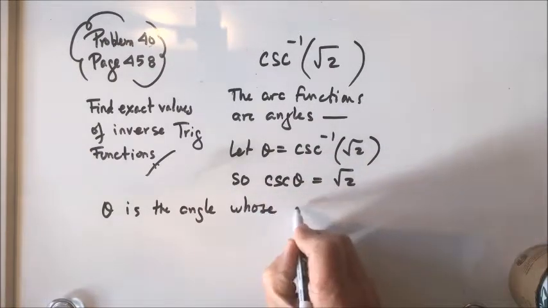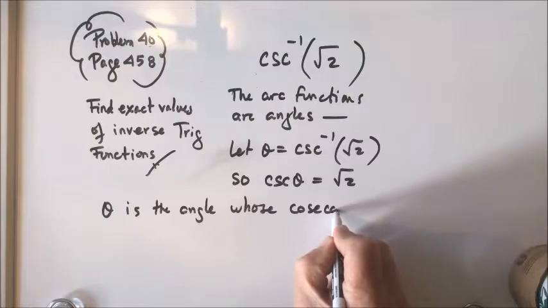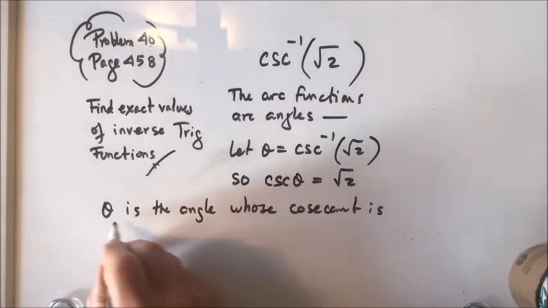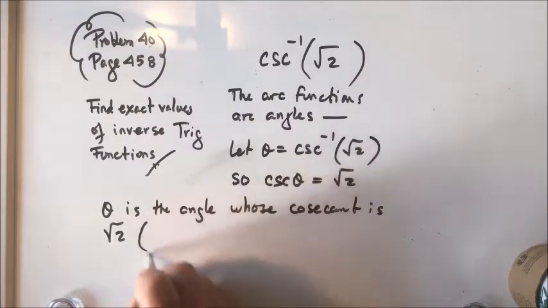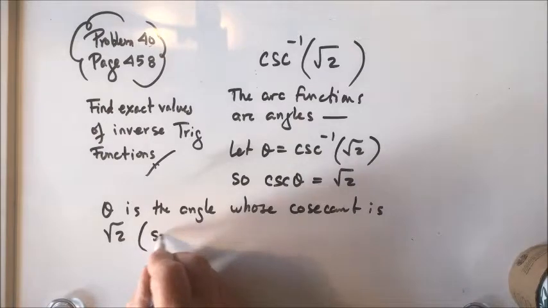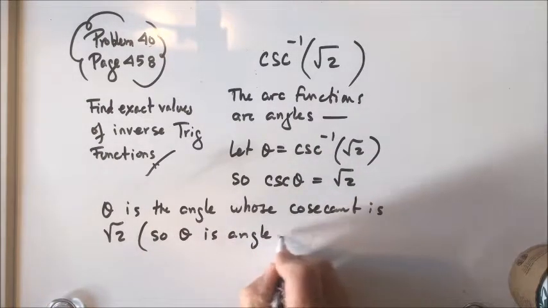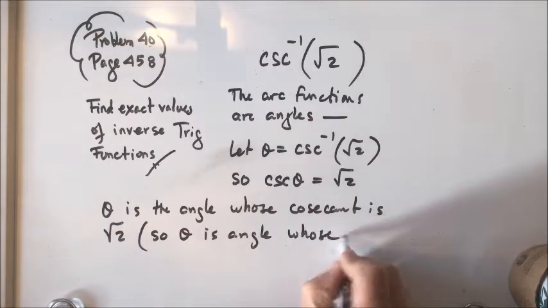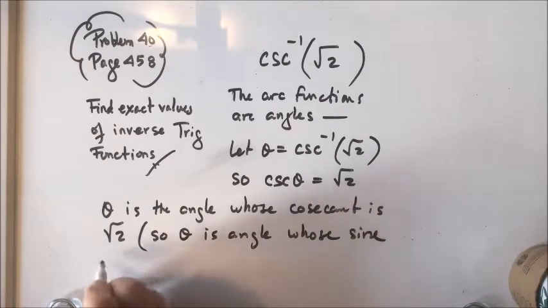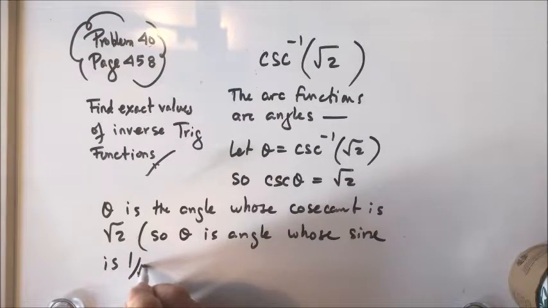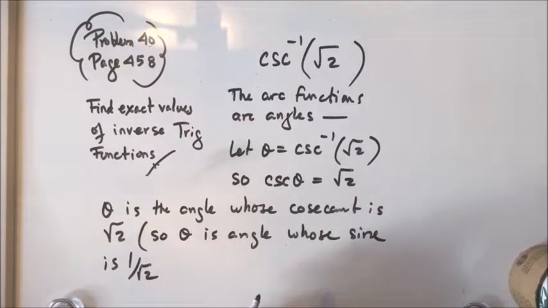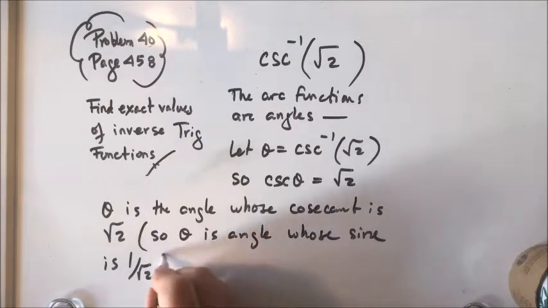whose cosecant is root 2. And then parenthetically, theta is the angle whose sine is 1 over root 2. Because the cosecant and the sine are reciprocal. If the cosecant is root 2, the sine is 1 over root 2.